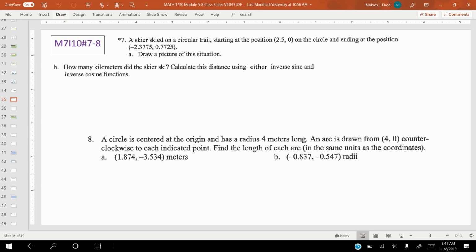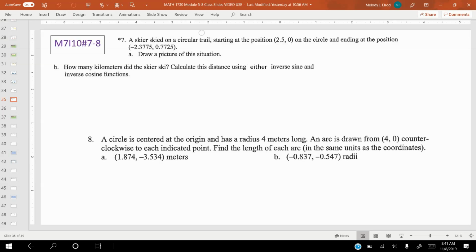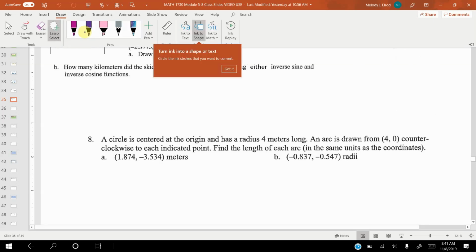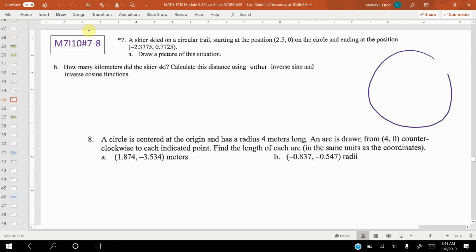Let's do that. I wonder if this will work. Let's go ink to shape, just see what happens. Why not, right? No? Okay. Maybe. No? All right, well, let's just do it the other way. All right, there's a pretty decent circle. Okay, I crossed it wrong, but anyway.